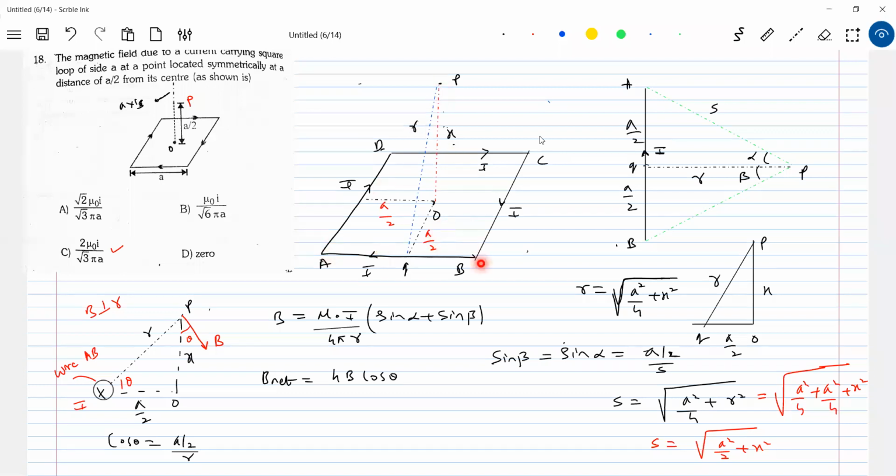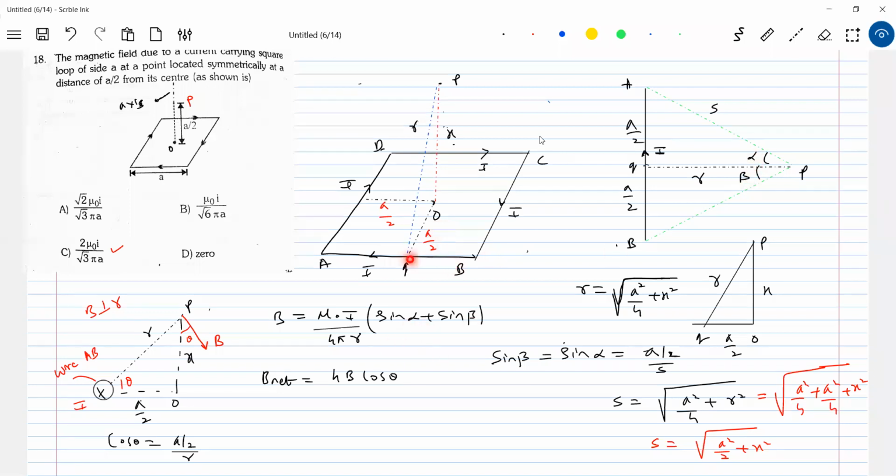APB, one triangle, you draw it. And these are the lines joining the point P with the ends. They will make an angle with the perpendicular distance R. So that is what alpha and beta are, which you have to substitute in the formula. This is the one thing.